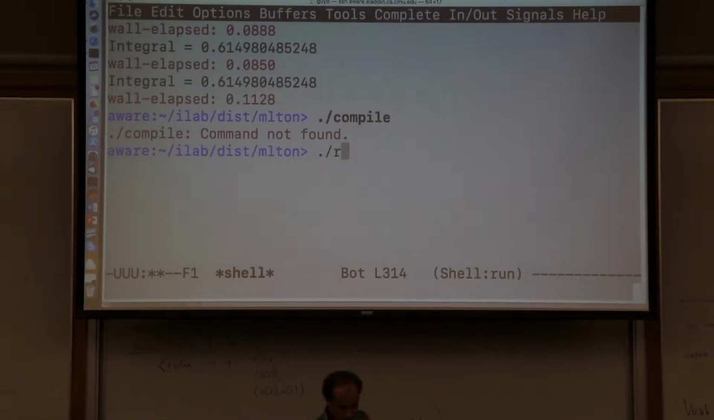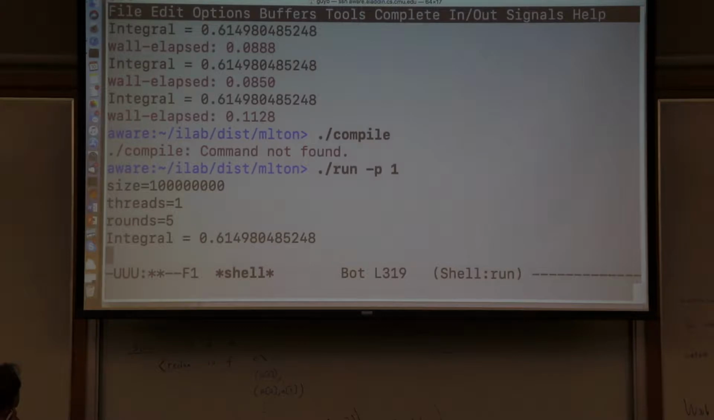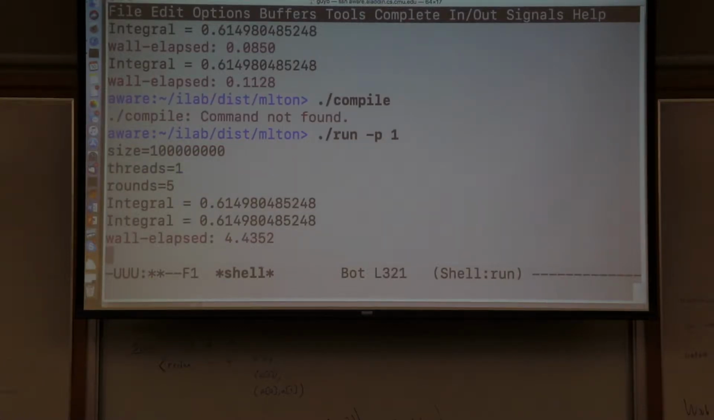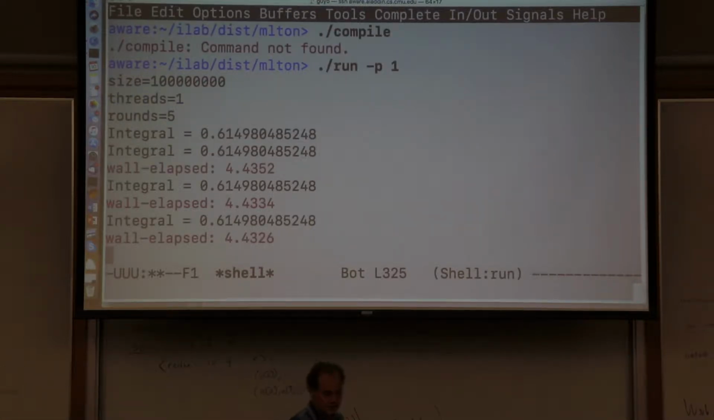Okay, so if I run here, I'm just running the code I'll show you. I can specify P as the number of processes I'm running it on. So it says one thread. I'm evaluating it at 100 million points, and I guess I'm running it for 5 rounds. That tells me what the integral is. It turns out the result of that integral is approximately 0.6149, and it took 4 seconds to evaluate that integral.